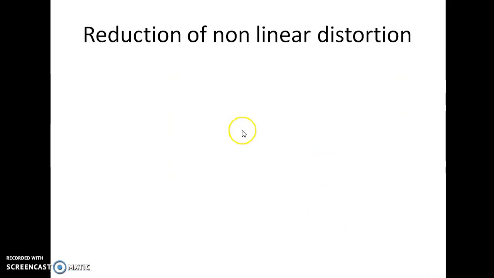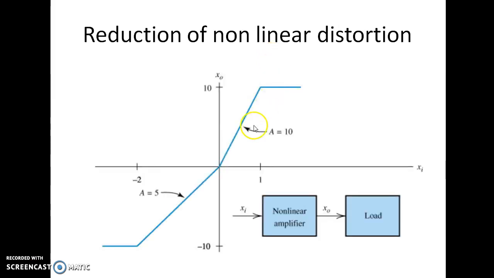Hello friends, we were discussing the advantage of the negative feedback circuit, and in our previous video we have seen how to reduce nonlinear distortion by negative feedback. Now in this video we are going to discuss the mathematical expression for the decrease in nonlinear distortion in an amplifier. Okay, see, this is the transfer function graph of one nonlinear amplifier, output versus input.